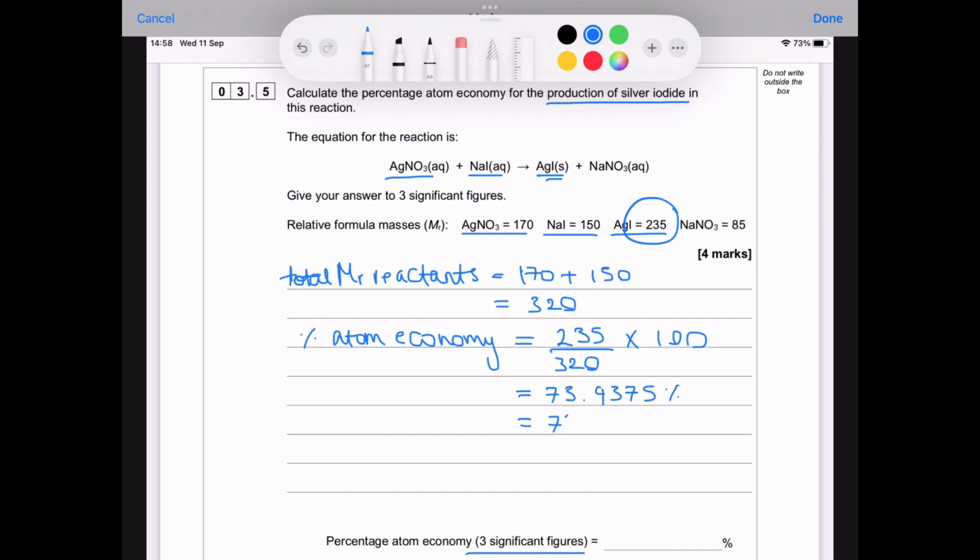But going back to this question, if we put this into our calculators, we should get an answer of 73.4375, and they want the answer to 3 significant figures, which would then make it 73.4%.